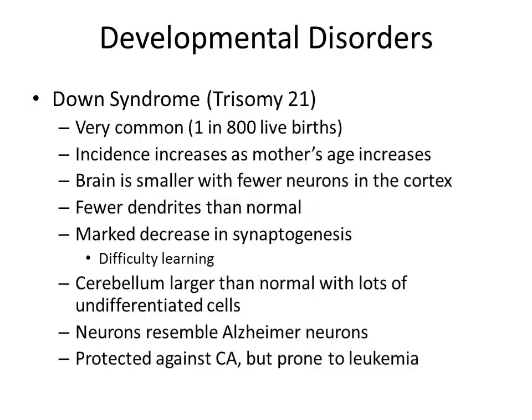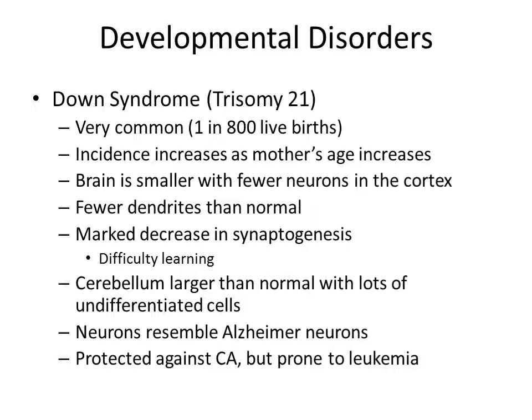Our next developmental disorder is Down syndrome, or trisomy 21. This is a very common disorder. The incidence of Down syndrome appears to increase as mothers become older. So women are putting off childbearing now for careers, and then having children at later ages. And the incidence of Down syndrome does appear to be related to the mother's age, with a higher risk of having a child with Down syndrome for older mothers than for younger.